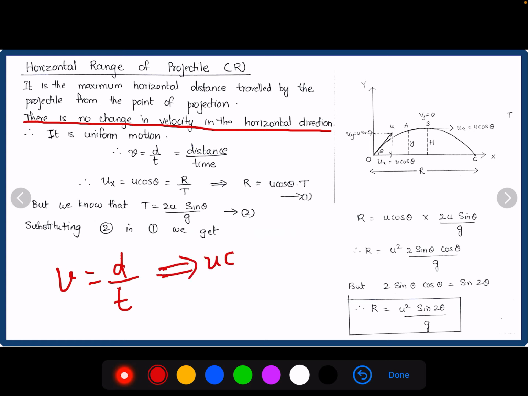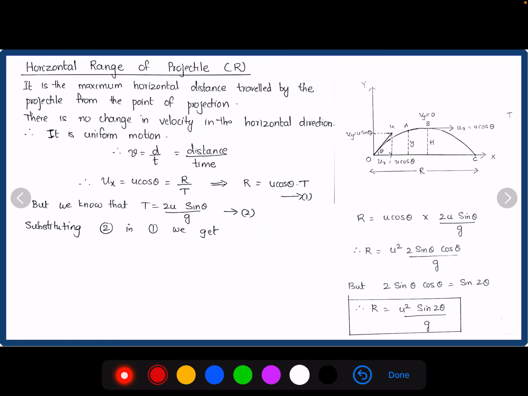Velocity in the horizontal direction is u cos theta, and displacement is r. Time taken for the projectile is capital T. We substituted here, so what we got now is ux, that is u cos theta, is equal to r by T. Velocity is equal to distance by time. Therefore, by cross multiplication, we get r is equal to u cos theta into T.